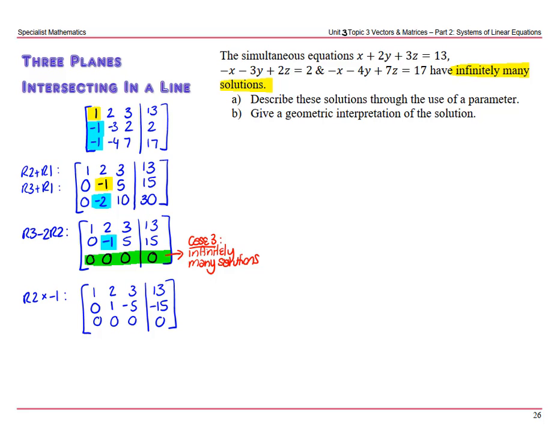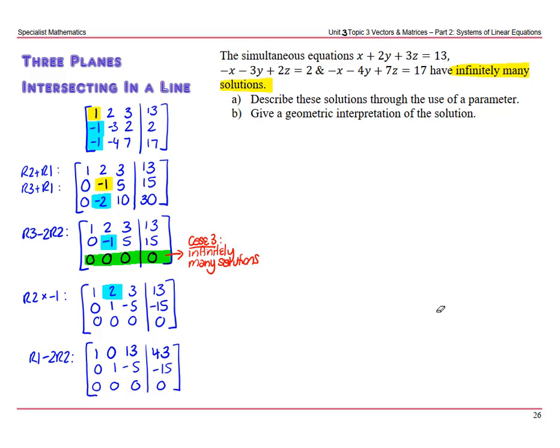And I'm going to look at row 2 to make that 0. So what I'm trying to do is just have two variables in each row. So for this one, I'm going to go row 1 minus 2 lots of row 2. So 1 minus 2 lots of 0 is 1. 2 minus 2 lots of 1 is 0. 3 minus 2 lots of negative 5 is 3 plus 10, which is 13. 13 minus 2 lots of negative 15 is 13 plus 30 is 43.